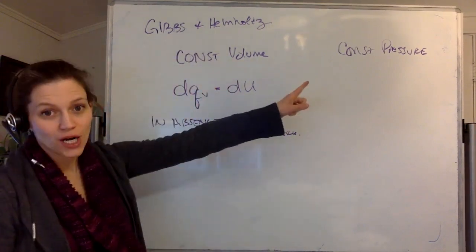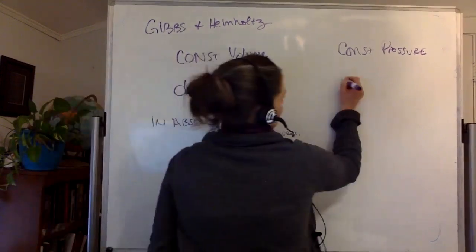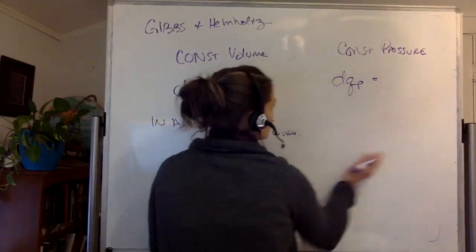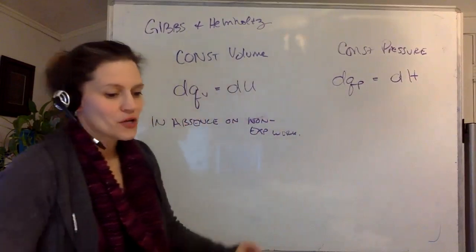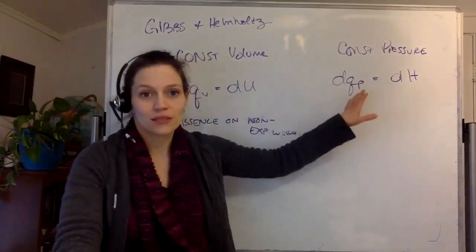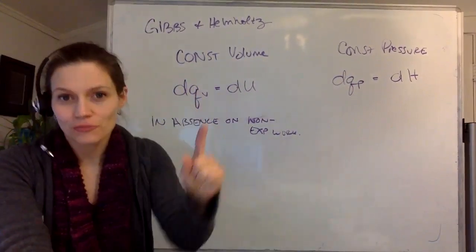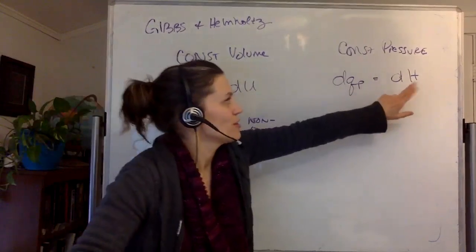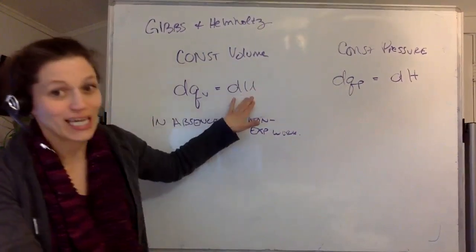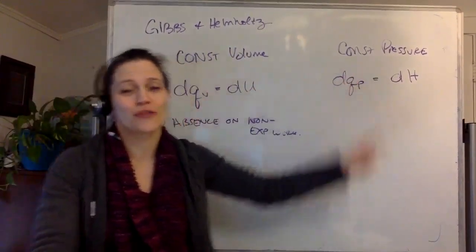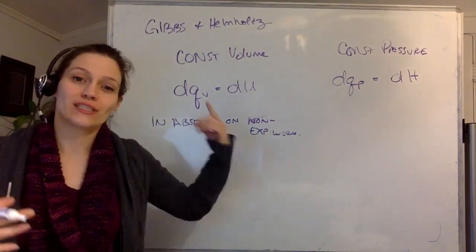Under constant pressure processes, think about it. What is this analogy over here? dQp is equal to what? You better darn well said delta H. So enthalpy, constant pressure. Internal energy, constant volume. Repeat after me. Constant volume, internal energy. Constant pressure, enthalpy. Again, constant volume, internal energy, constant pressure, enthalpy. I can't stress that enough. These are defined under these different conditions.